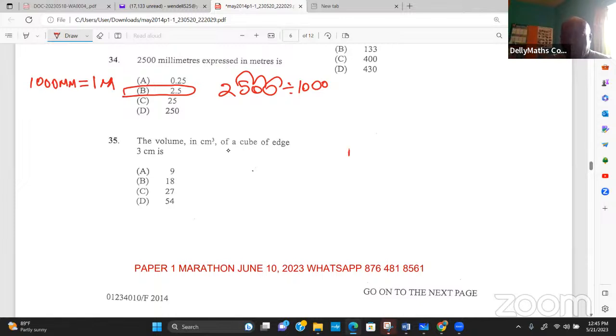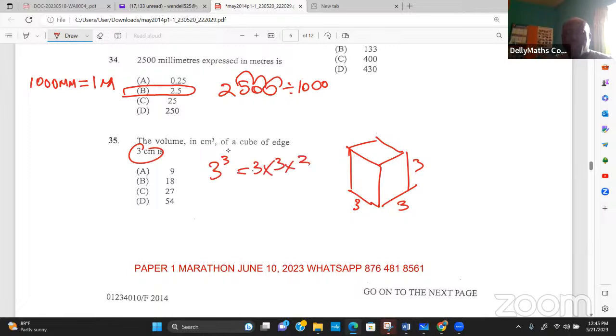Now let's drop our cube right there. Here's my cube, right? When we talk about a cube, you're only going to get one dimension because it's all the same around. So 3, 3, 3. You know it's going to be 3 to the third, which means 3 times 3 times 3, and we're looking for 27. So be careful, do not add.